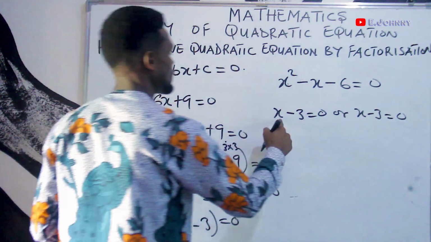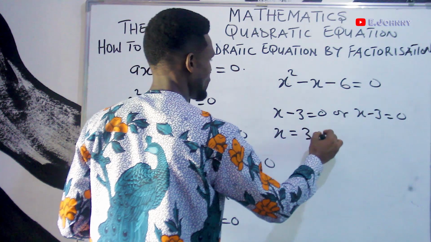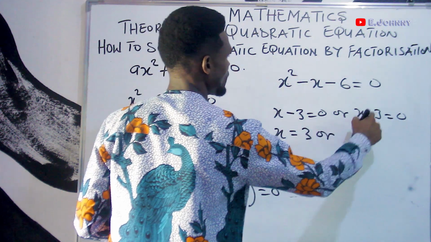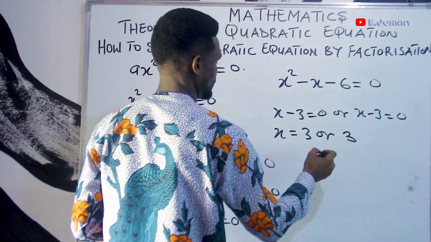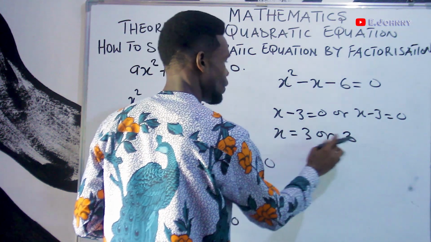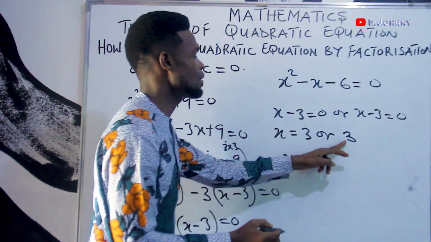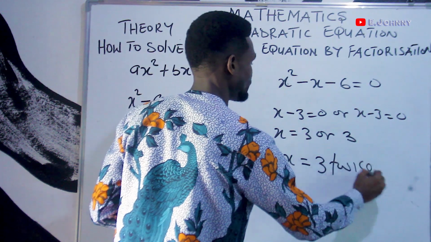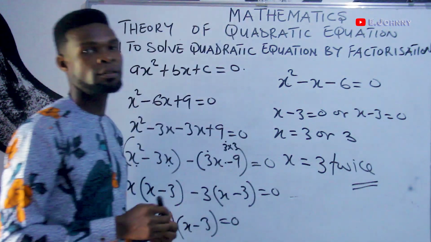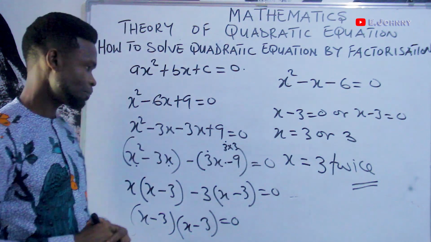Now let's find x. So x here equals to minus 3 will cross to become plus 3, or minus 3 here will cross to become plus 3. So therefore, the values of x are 3 or 3. So we always say that x is equals to, since they are similar, you always see 3 twice. So the value of x, or the root of this equation, is 3 twice.